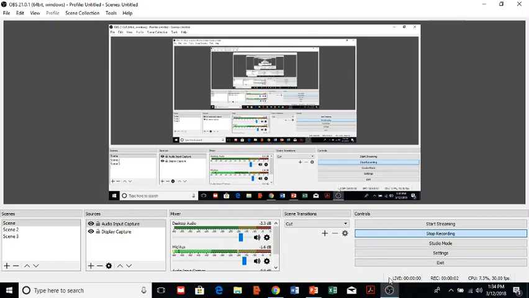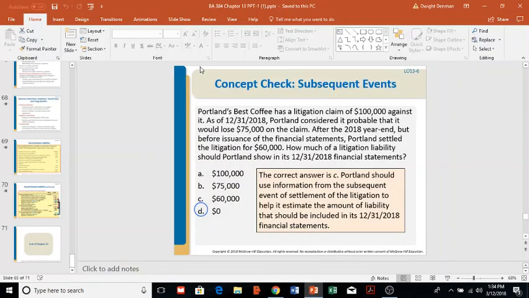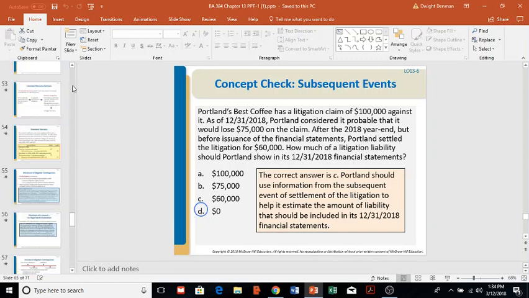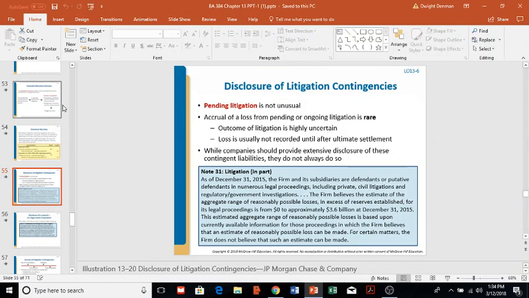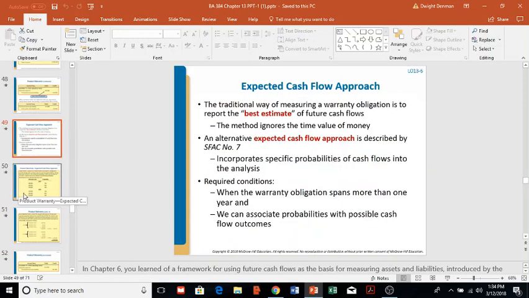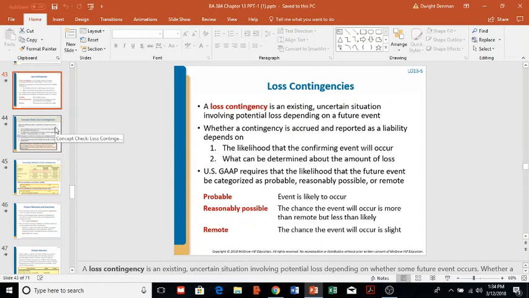All right, so now we want to talk about loss contingencies. So let me get started here. Here we go. All right. So what is a loss contingency? Well, it's an existing uncertain situation involving a potential loss depending on some future event.